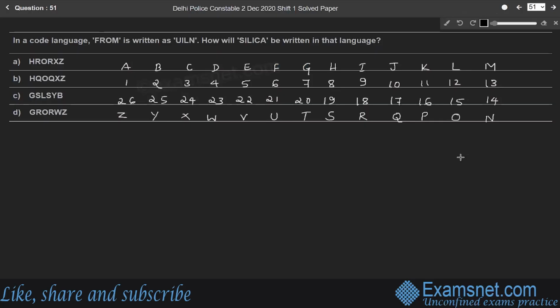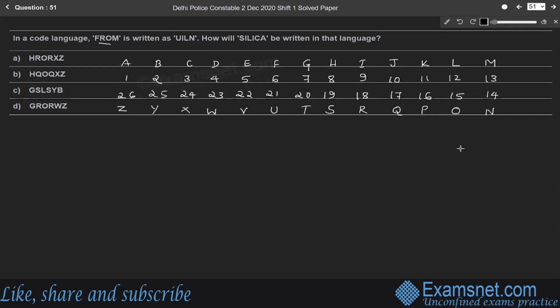Question 51. In a code language, FROM is written as UILN. How will SILICA be written in that language? So the positional values of the alphabets are written here. F is coded as U here. The positional value of F is 6. Its opposite value is 21, which is the positional value of U. So here F is coded as U.